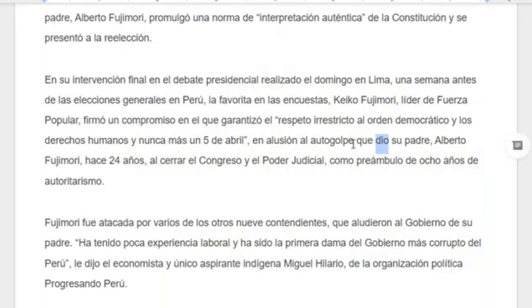In allusion to the self-coup that gave her father, Alberto Fujimori, and that just means they're using dar for the coup here. I don't know what verb we would use in the auto coup that her father did, that her father performed, that whatever. I don't know what we would say in English, to be honest with you, but you get the picture. You just have to figure out what they say. And unless you're a translator, you don't really need to know as long as you have the right picture in your head. Then hace 24 años.